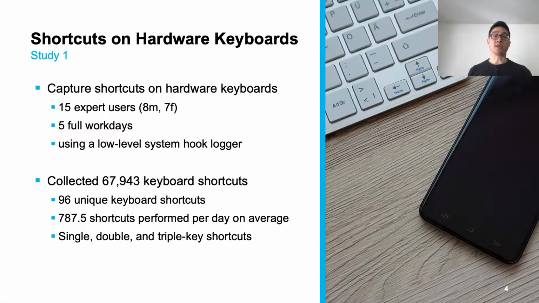The first step is to understand which shortcuts expert users regularly use. We conducted an in-the-wild study in which we collected shortcuts performed by 15 expert users over 5 workdays. We captured over 67,000 keyboard shortcuts from our participants, which resulted in 96 unique keyboard shortcuts for which we determined their effect based on the foreground application. From this study, we learned that expert users perform almost 800 keyboard shortcuts on average per day, many for cursor navigation, text selection, clipboard management, and to switch between applications. You can find a full breakdown of all keyboard shortcuts in our paper.